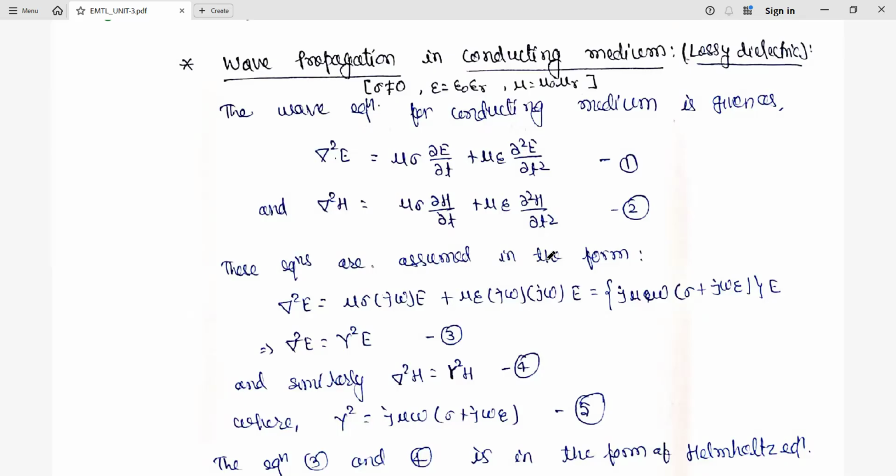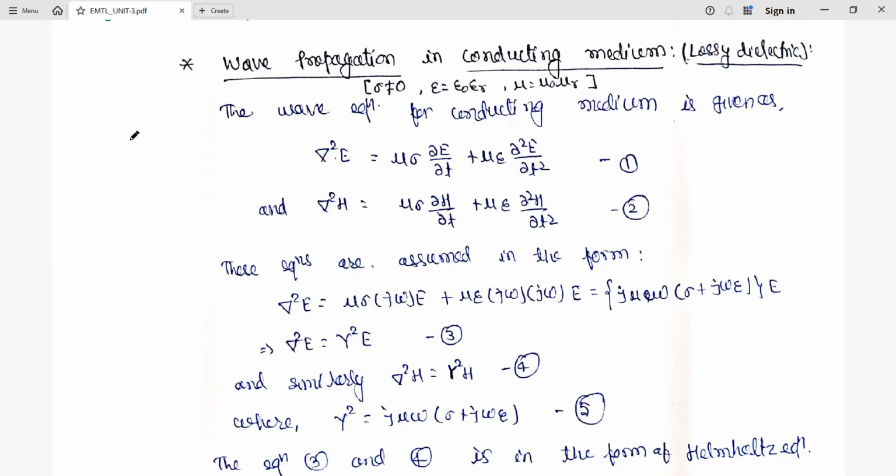Now in this derivation, we'll find the expression for alpha and beta, where alpha is the attenuation constant and beta is the phase constant. That is what we are going to obtain here. First we have gamma equal to alpha plus j beta. After that, we'll see how to obtain the values of alpha and beta. I welcome you all to this lecture on wave propagation in conducting medium.